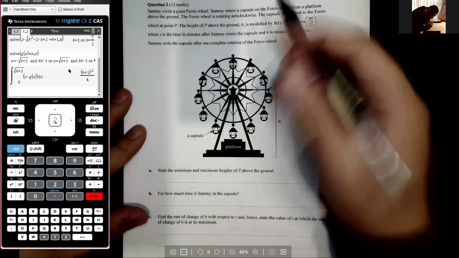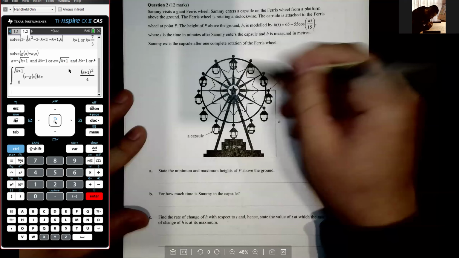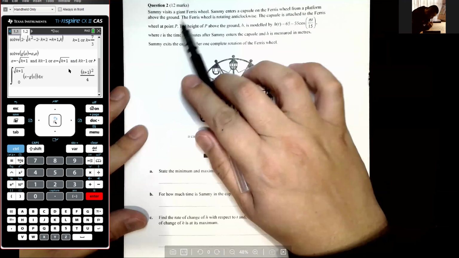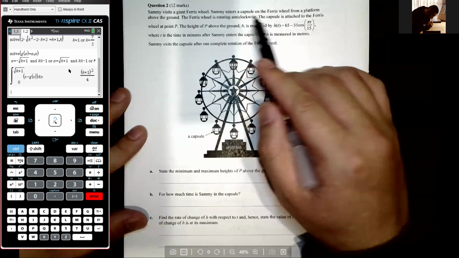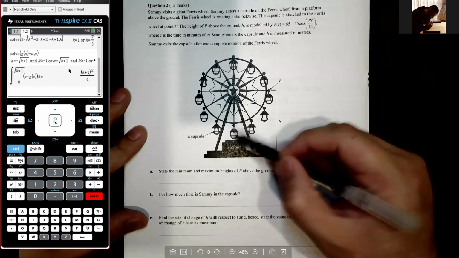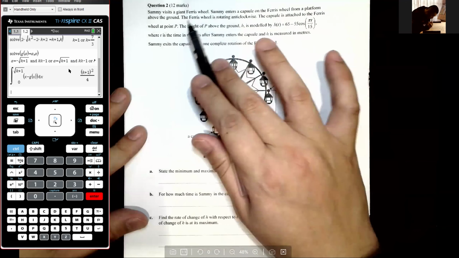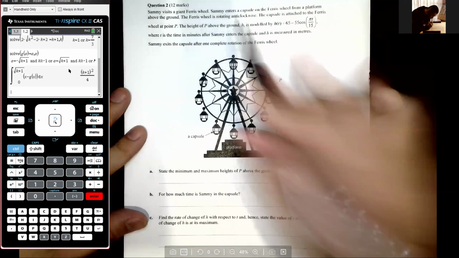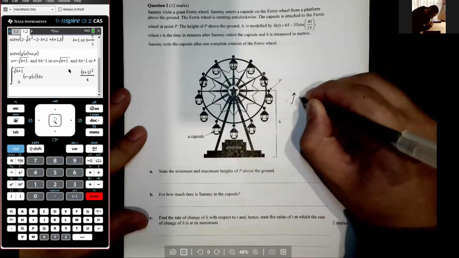Question 2 is concerning a Ferris wheel. Sammy visits a giant Ferris wheel. Sammy enters the capsule on the Ferris wheel, which is here above the ground. The Ferris wheel is rotating anti-clockwise, so in this direction.